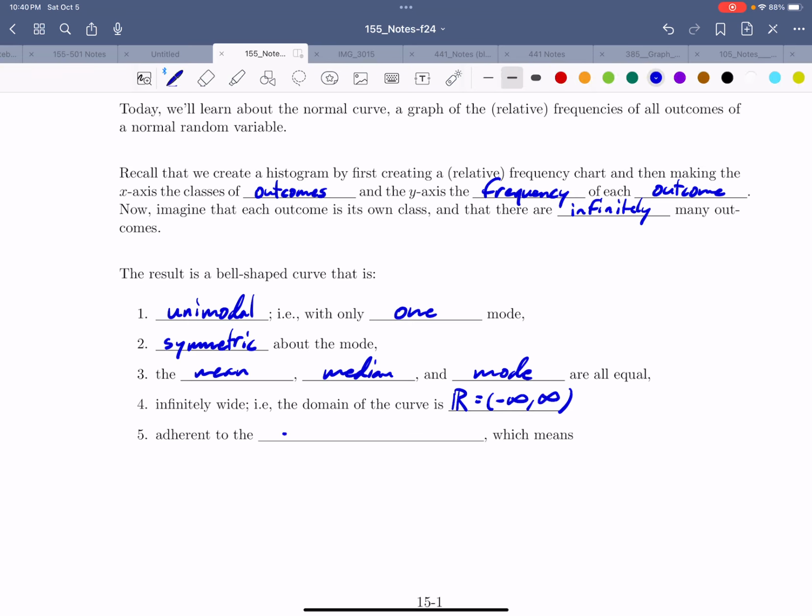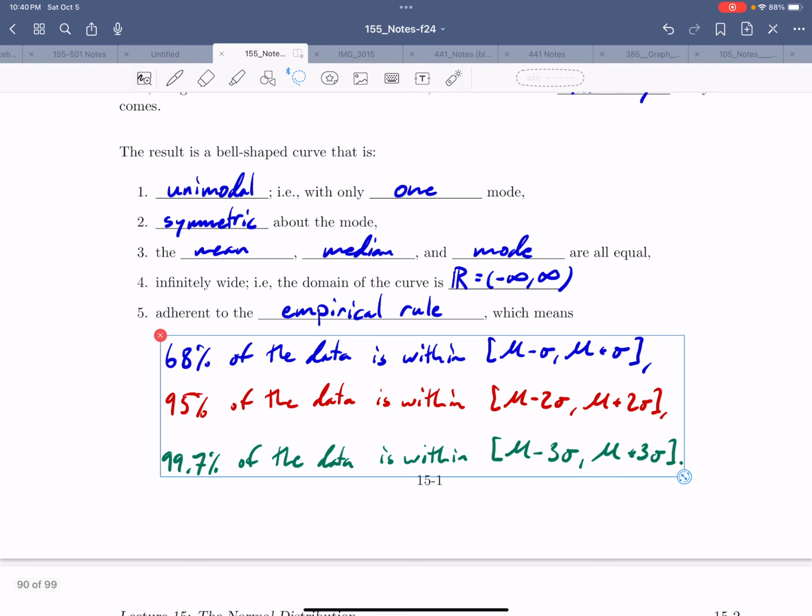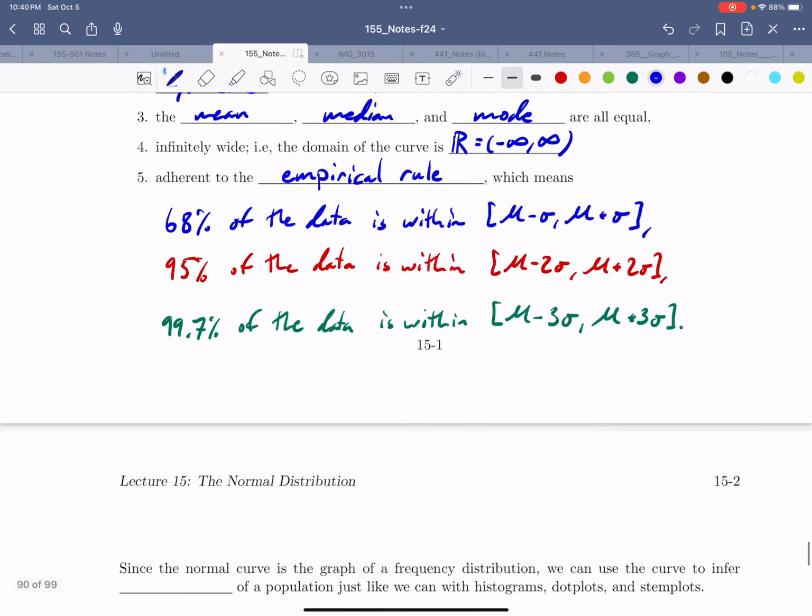And it is adherent to the empirical rule, which means the following, that we should remember from before, right? 68% of the data is within one standard deviation of the mean, 95% is within two, almost all of the data, 99.7%, is within 3 standard deviations of the mean. That applies to the normal distribution.